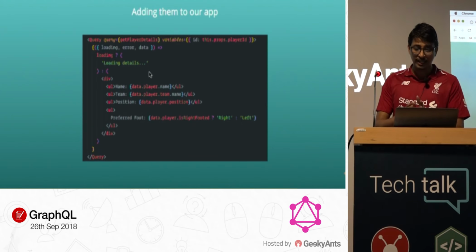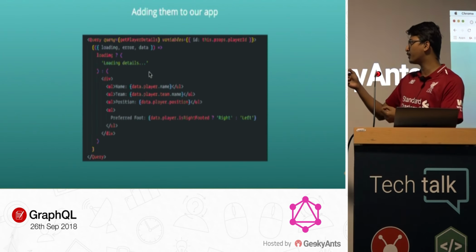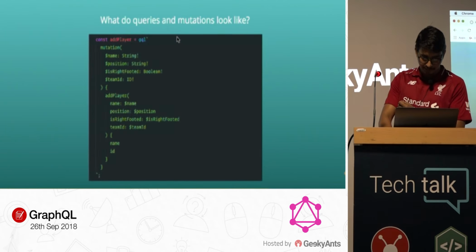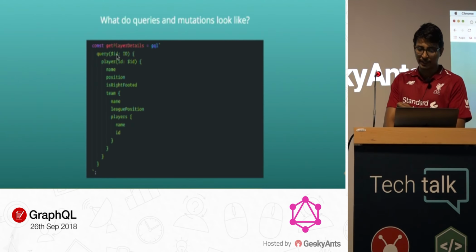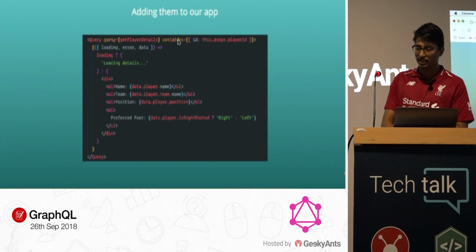And like I said, we also have to pass the argument. Sometimes when I click on a particular player, I need to pass in the ID. So this is how I do it. I pass it in the variables. If I go back here, it's expecting the variable ID, so that's how I'm passing it, via variables.